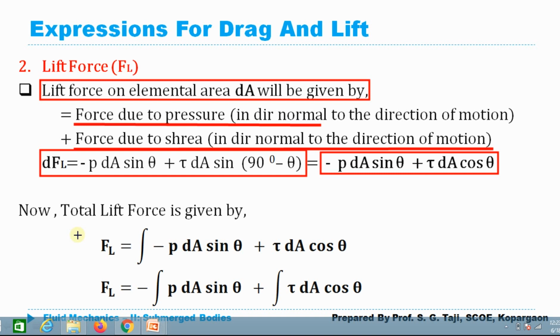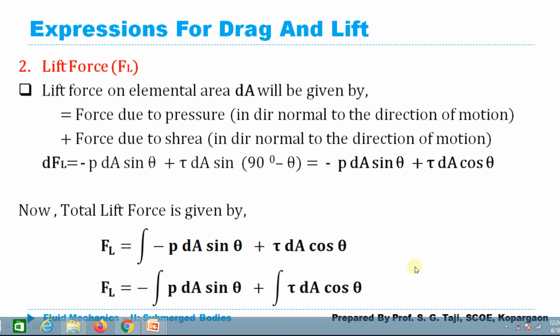Now, the total lift force acting on the element can be computed by taking the integration on both sides. So here I will get the equation for the total lift force acting on the whole body, which will be given by minus integration of P dA sine theta plus integration of tau dA cos theta. Now if you look at both equations, for the lift force as well as the drag force, we can see P dA sine theta, tau dA cos theta. For the computation of lift force and drag force, we need the exact picture of the pressure distribution and the value of the shear stress at different locations. Then and only then can we compute lift force and drag force.